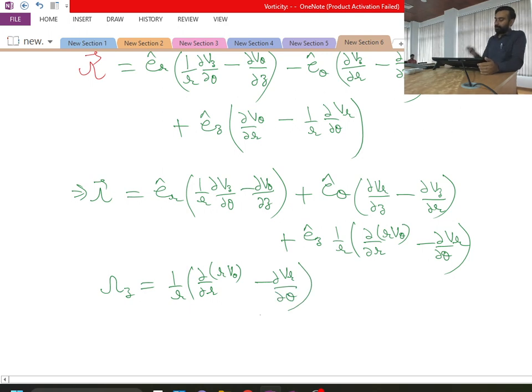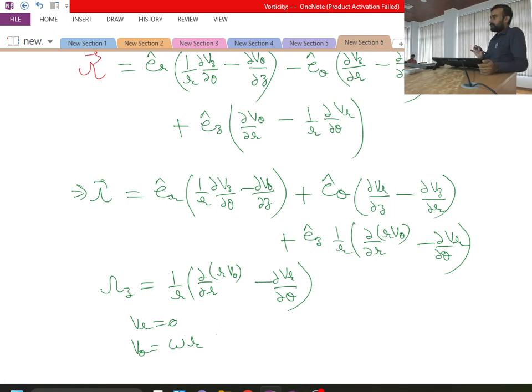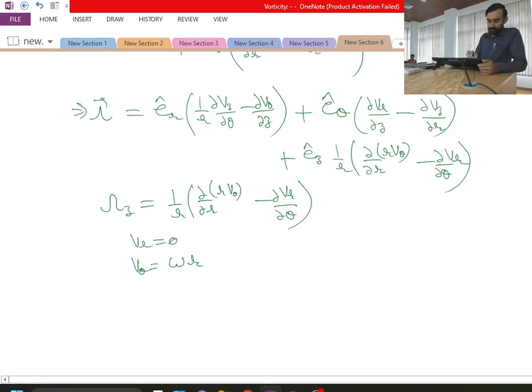Okay. So now if I calculate this for the first flow field, which is equivalent to a solid body rotation, for that Vr equal to 0 and V theta is equal to omega times r. Is this point clear? Omega times r. Now let me substitute it over here. So what I will be getting ultimately is that omega z is equal to 1 by r times del by del r of omega into r square.